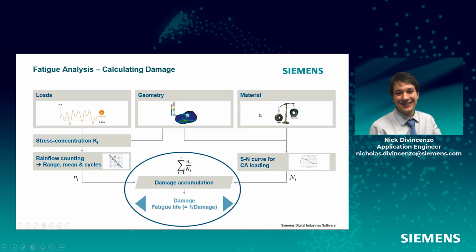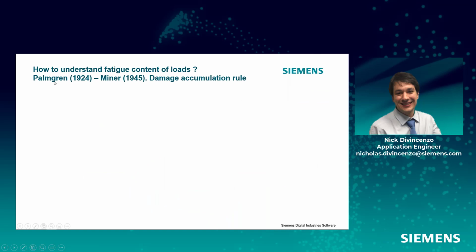Okay, so now we'll get to the final part here, which is how we take the information we get from our rain flow counting, so our histogramming of our load time history, and the material properties from our SN curve, and how we use that to predict the fatigue life or the amount of damage that our part accumulates under that particular loading. To understand the fatigue content of loads and to come up with this damage value, we use something called the Palmgren-Miner damage accumulation rule.